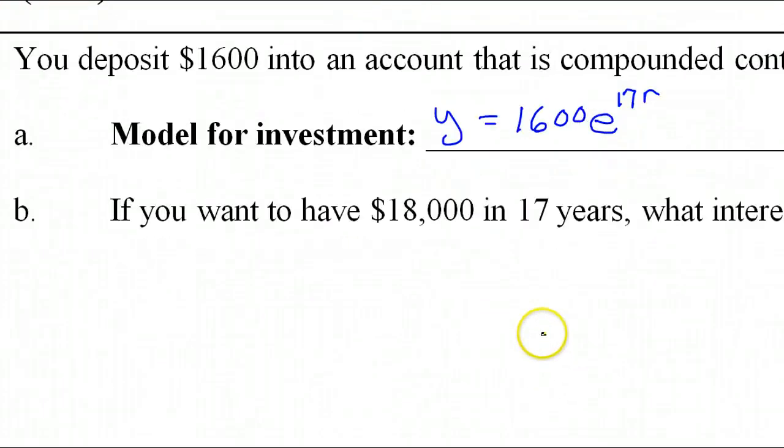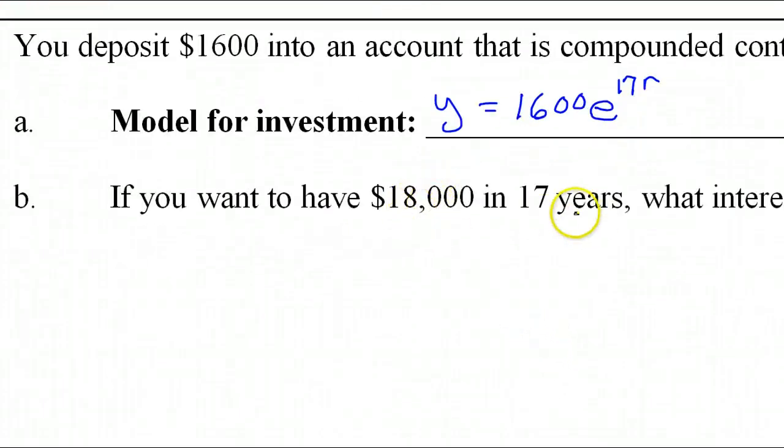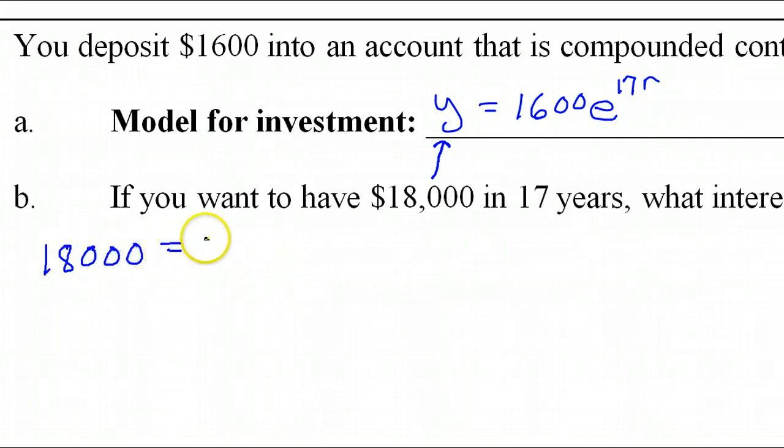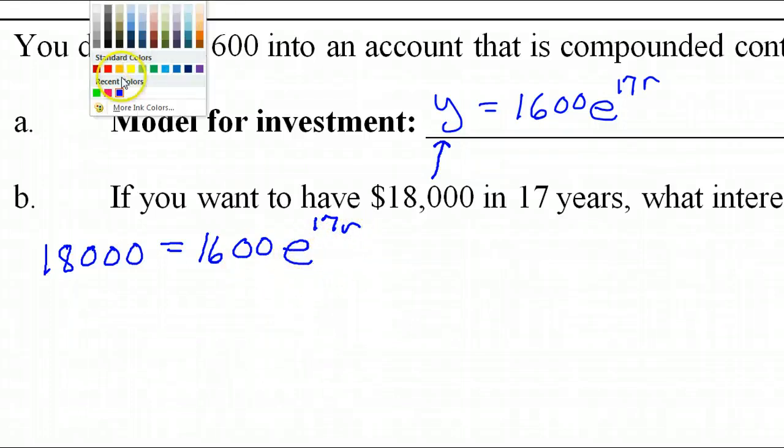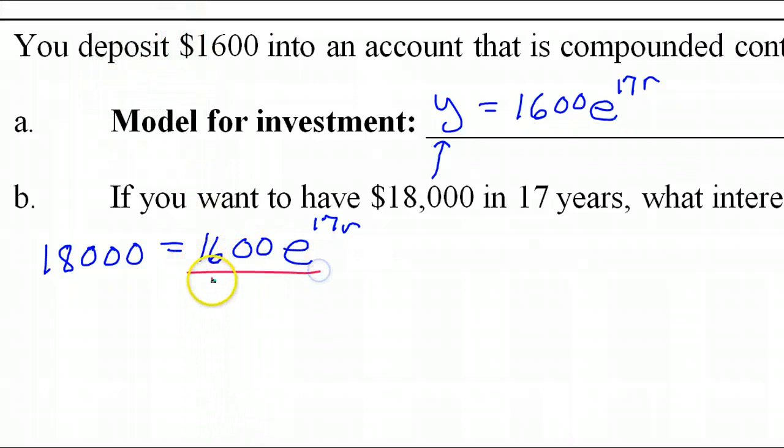Okay, now you want to have $18,000 in 17 years. Now this 18,000, that's the y value. This is the amount that we'll have years later. So we're going to have 18,000, eventually. So I'm putting that into the formula. So I've got 1,600 e to the 17r power. I need to solve this for r. First step, divide by 1,600.